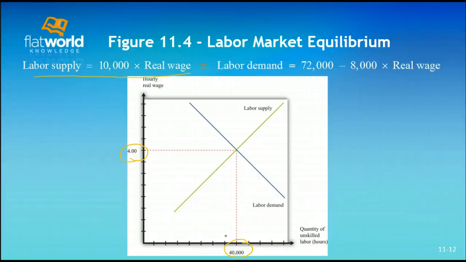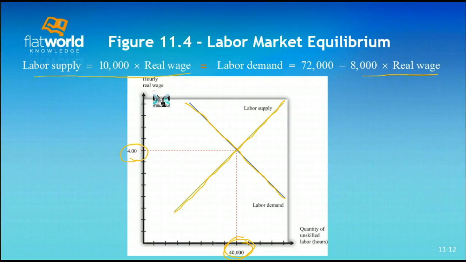Now, I could do the exact same thing here. 8,000 times 4 is 32,000. 72,000 minus 32,000 is going to be $40,000. You notice this occurs where the labor supply curve crosses with the labor demand curve.